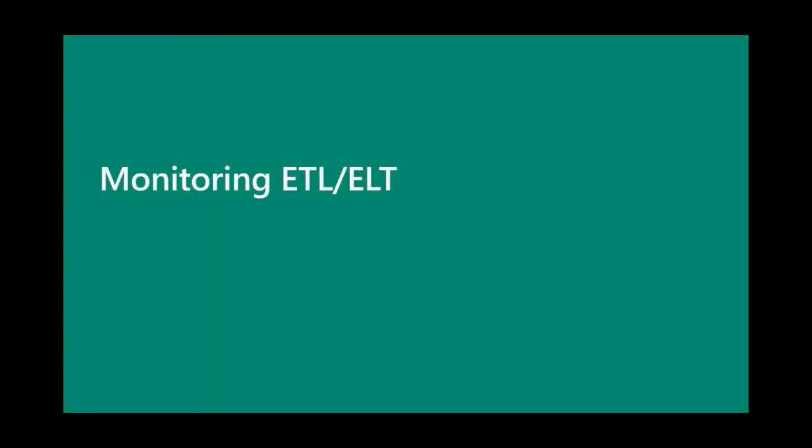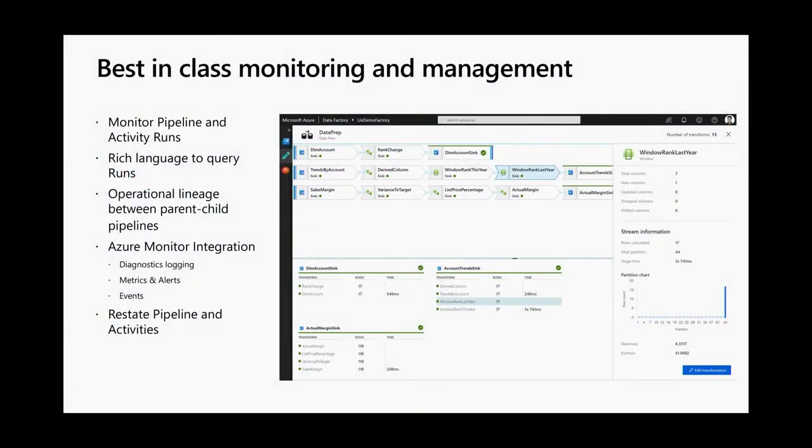Now, once you have created this pipeline, orchestrated and operationalized, the next step is to monitor and manage that at scale. Azure Data Factory offers best-in-class monitoring and management capabilities. You can monitor and manage the pipeline using the same experience. You can look into the history of pipeline runs, activity runs, and use the rich query capabilities that we offer to query the runs, whether they're happening at a pipeline level or at the activity level. We offer operational lineage that enables you to see the chaining of pipelines and figure out where an error happens.